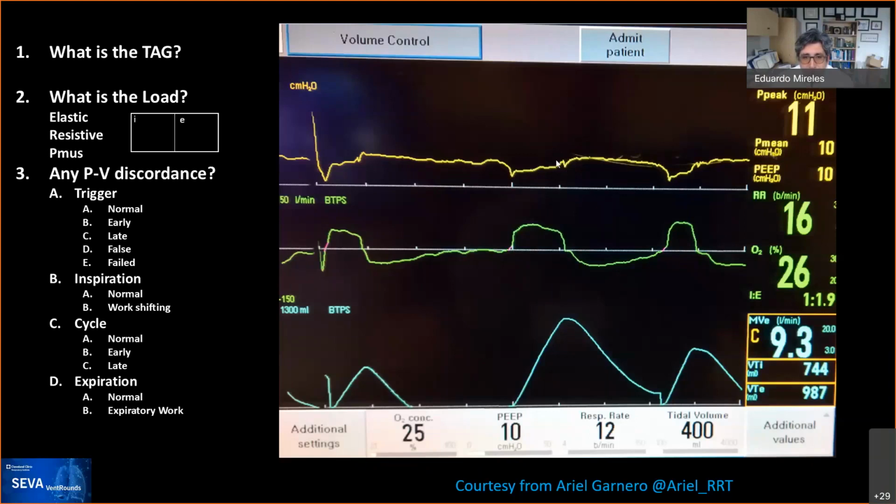What is the load? PMOS was the main answer from everybody. There was one resistive answer. In terms of trigger, it was felt that it was normal by the majority. There was one failed or missed trigger read during inspiration. There is work shifting, severe by the majority of the people. And then in terms of cycle, late cycle in a couple of the reads, and then expiratory work was the main answer. Very good.